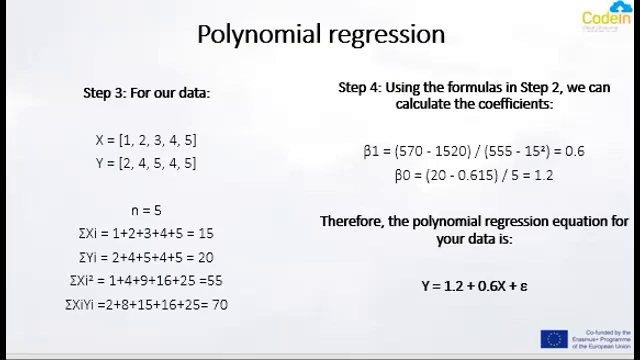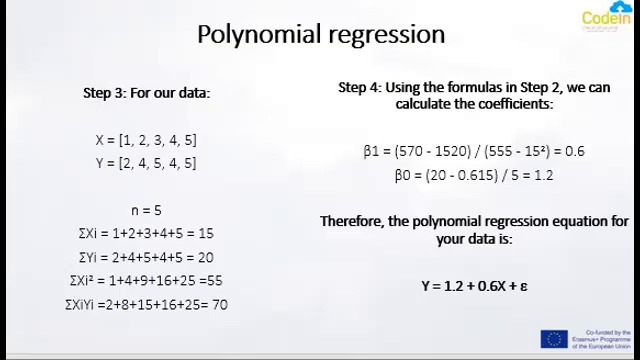We have a data set with x and y values, and in step 3, we've calculated the sum of x values, y values, x squared values, and x times y values. In step 4, we use these values to calculate the coefficients of the polynomial regression equation using the formulas for beta 1 and beta 0 equals sigma y beta 1 sigma xi n.